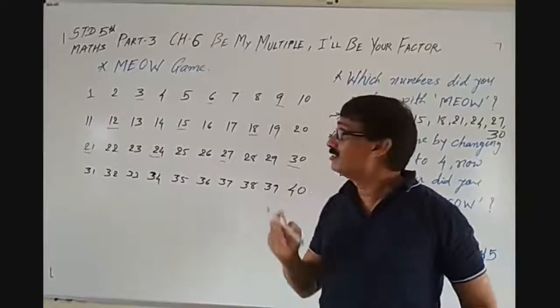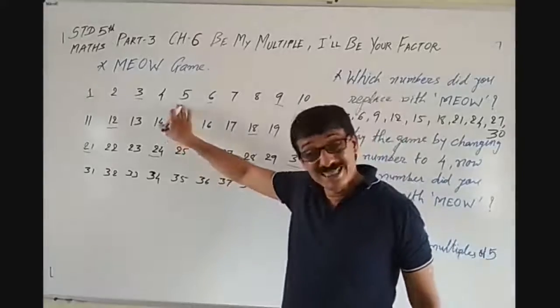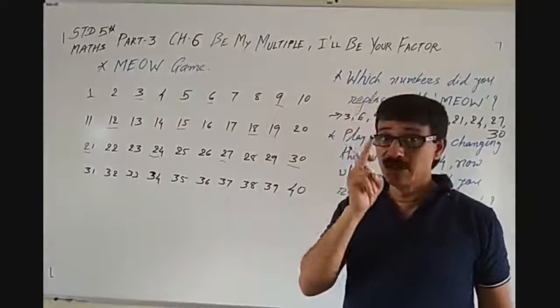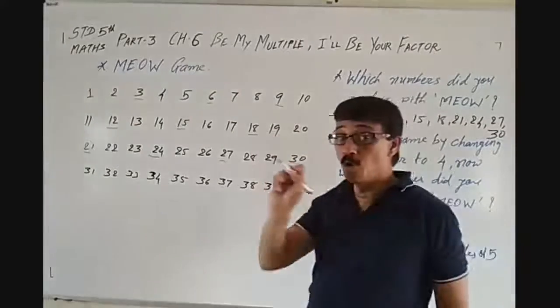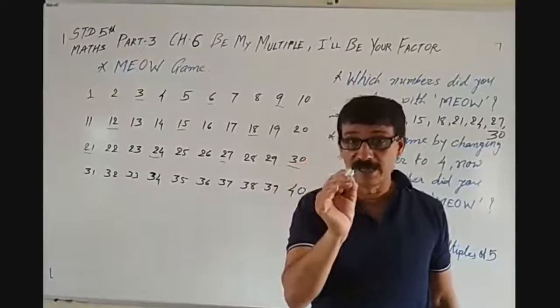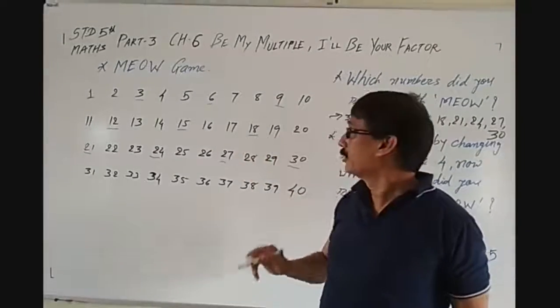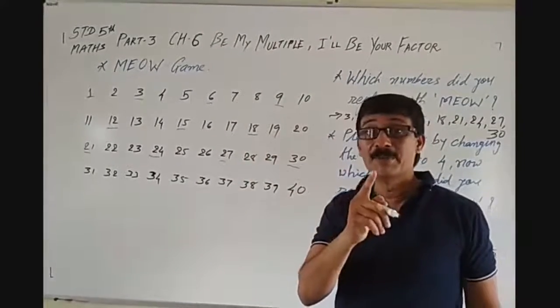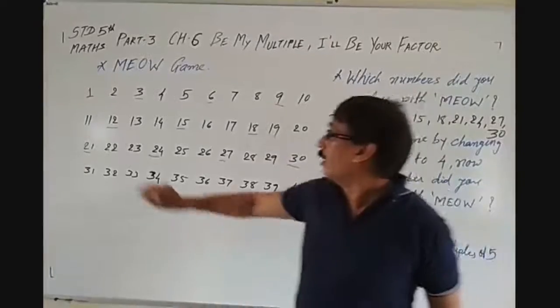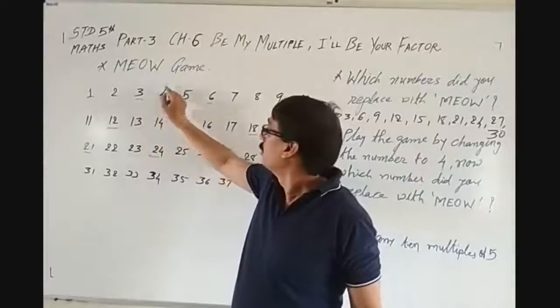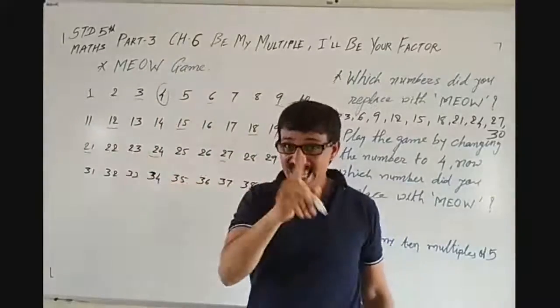I will not wait for you. I will just speak the number. You will say meow, but you will understand where I underline with this blue color, or else I will circle it. Are you ready? Multiples of 4. 1, 2, 3, 4. Did you say meow?